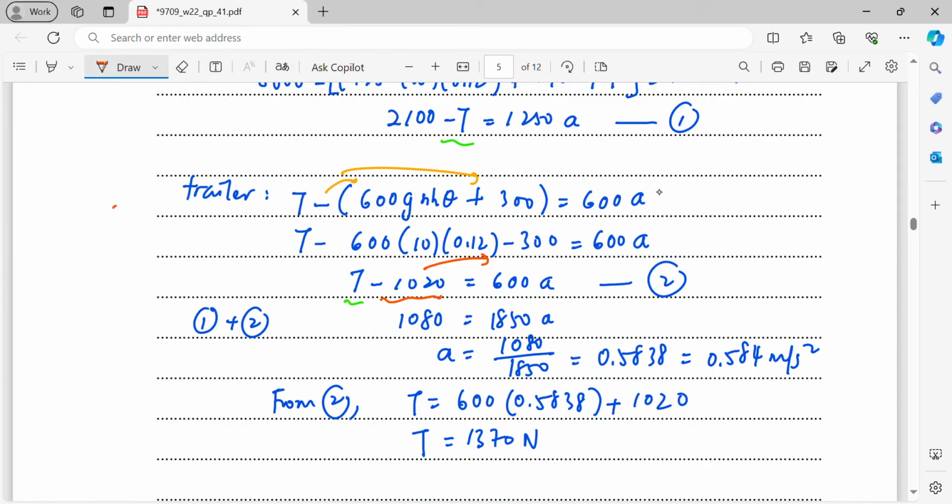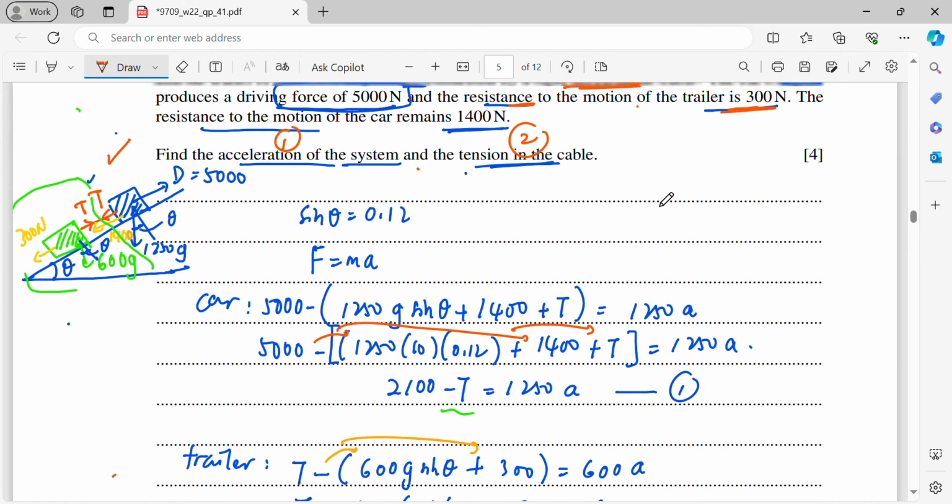If you need to consider the whole system, the T here will be cancelled off, so no need to consider the T anymore, because one is pointing upwards and one is pointing downwards. So what I do is I will just consider the rest of the forces. So from here I will get 1250 G.